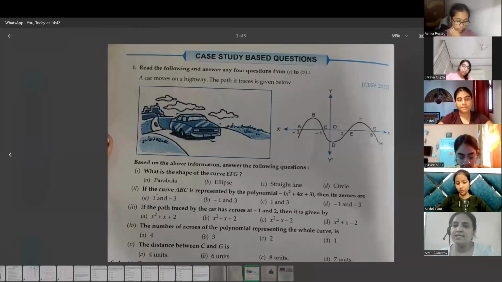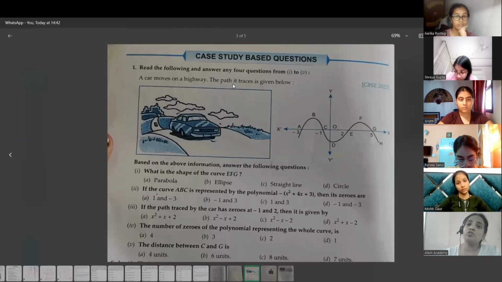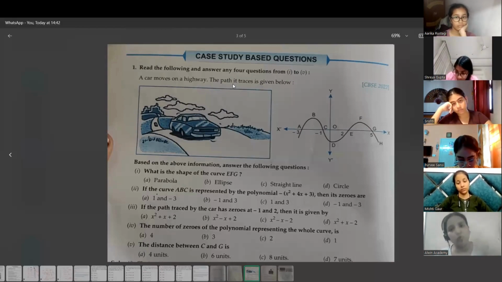So this is the case study that we are going to solve, and I will be solving this for you people. So try and understand how questions come in the exam based on this chapter. The questions that you have done till now, they'll never come in the exam.